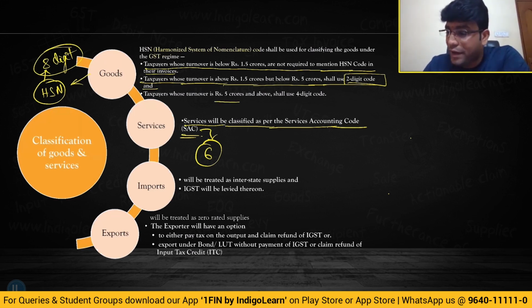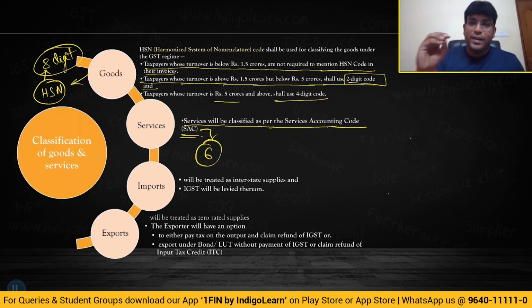Taxpayers whose turnover is more than 5 crores shall use 4 digit code. Now you'll ask one question, sir, who will use 8 digit code? It's not that we are telling you not to use 8 digit. If you use 8 digit, we are more than happy. But we are telling that if your turnover is not more than 1.5 crore, it is not necessary to show HSN code. And if it's more than 1.5 crore, does not exceed 5 crores, you must definitely show 2 digit code. And if it's more than 5 crores, you must show 4 digit code.